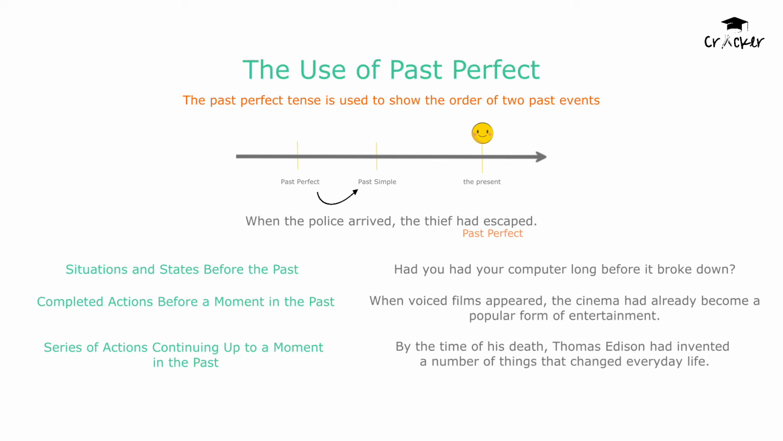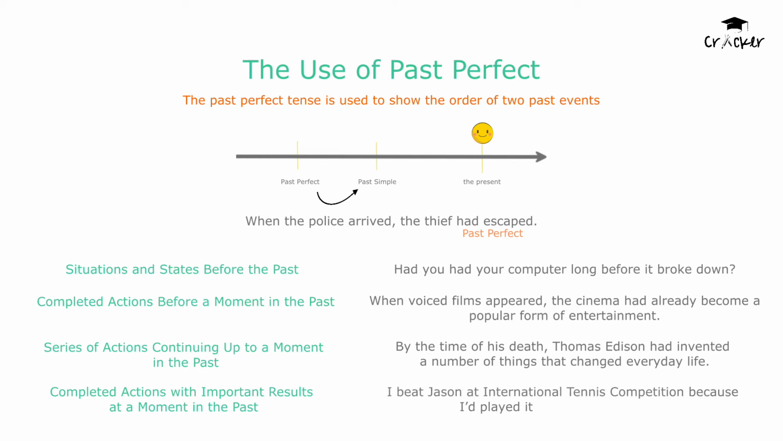Finally, we use the past perfect for completed actions where the result is important at a moment in the past. I beat Jason at international tennis competition because I'd played it a lot with my brother. The reason I beat Jason is because of the earlier action of playing the game frequently with my brother.